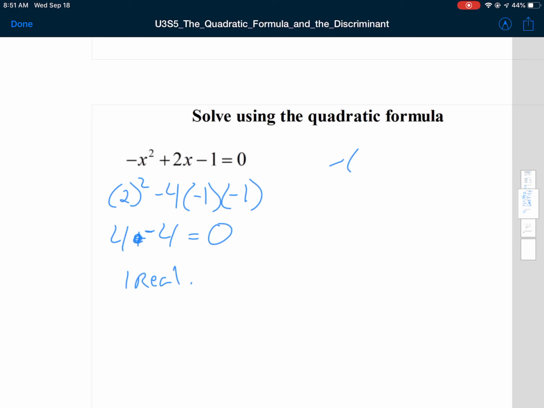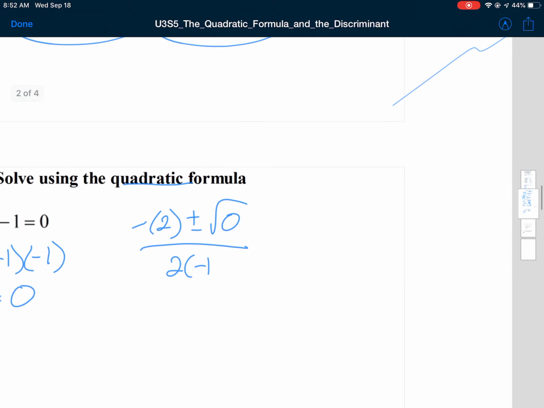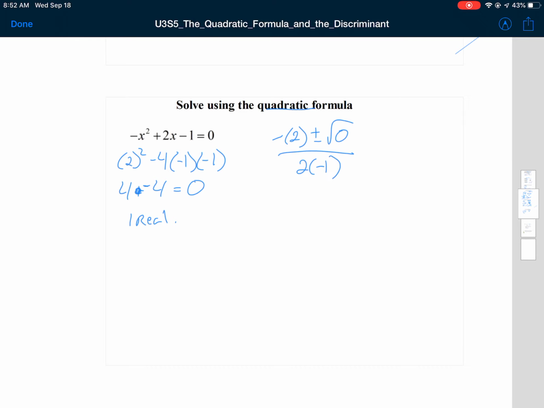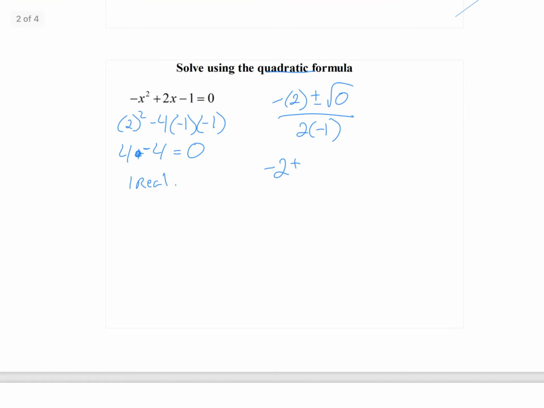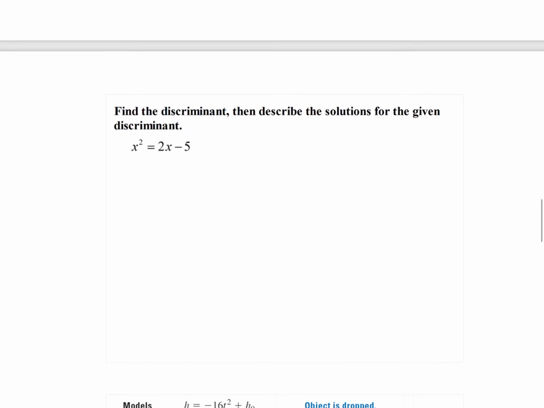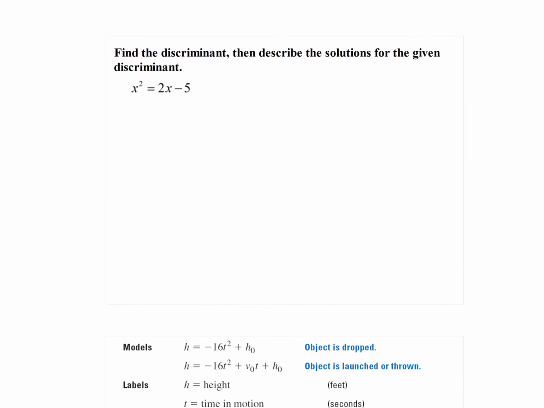Okay, so again, I want the answers to this, so I use the quadratic formula. So the opposite of b. This is why I get 1 answer, because the square root of 0 is 0. So if I take negative 2 plus 0 and divide by negative 2, I'll get 1. If I take negative 2 minus 0 divided by negative 2, I'll still get 1. So one real answer. It's the same thing over and over. So there's the quadratic formula. Here we go. I think that one's kind of out of place there, but again, you can go through it.